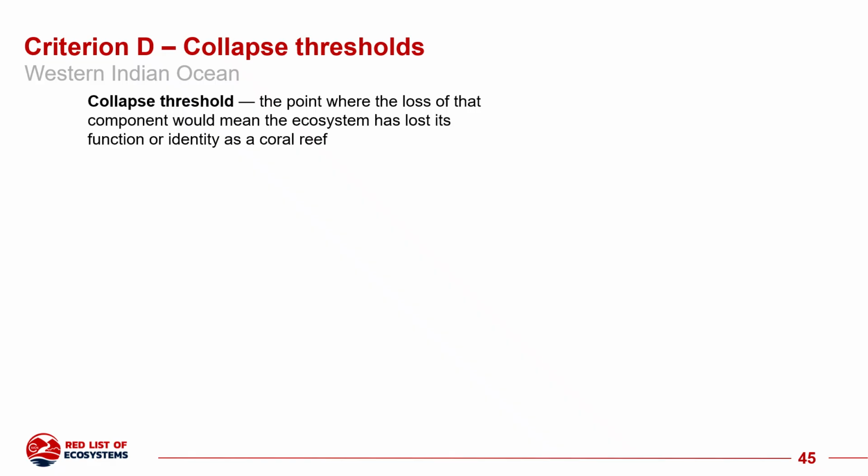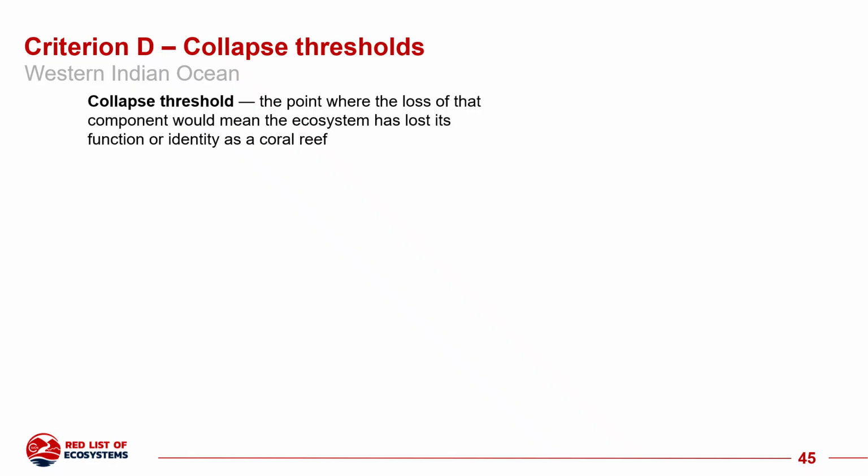Now that we've covered the ecosystem components and indicators used under Criterion D, let's talk about how collapse thresholds were set and the rationale behind those decisions. For each indicator, it's essential to define a realistic collapse threshold, that is, the point where the loss of that component would mean the ecosystem has lost its function or identity as a coral reef. It marks the boundary between a functioning system and one that's fundamentally changed.